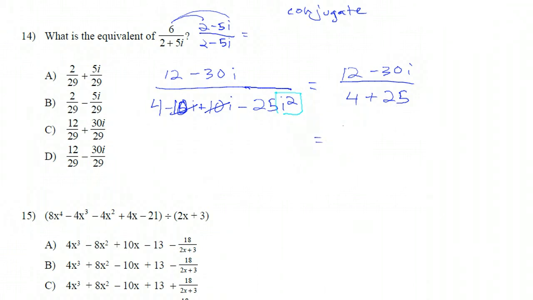And now we get our answer. 4 plus 25 is 29. So again, if we did this correctly, the denominator should always just be a real number, no imaginaries.